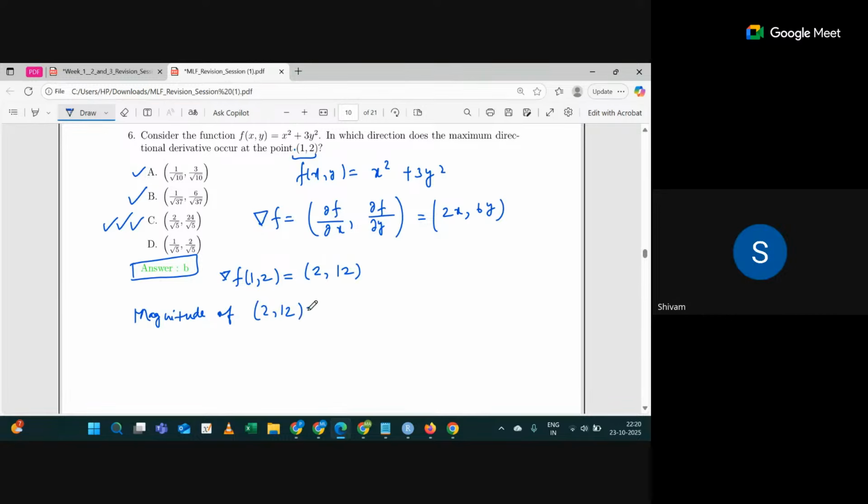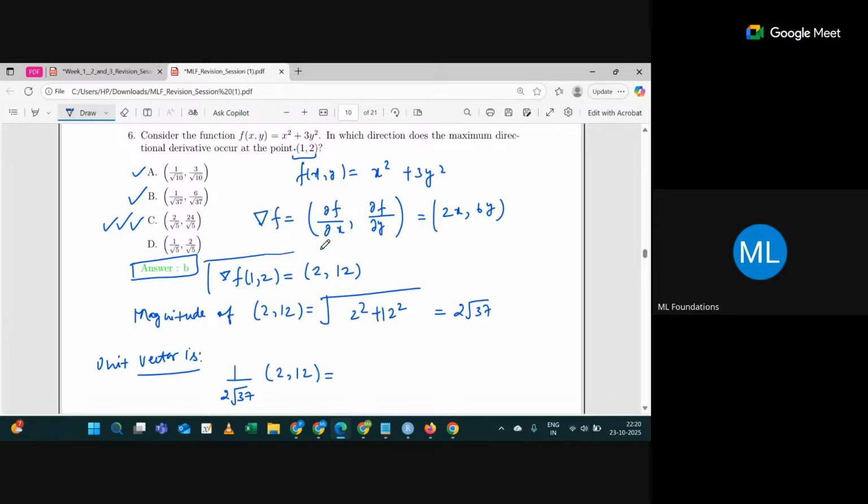2 root 37. Yes, sir. So basically it will be 2 square plus 12 square, which is 2 root 37. Okay, very good. Now what is the unit vector now? Yes, sir. One by gradient divided by this magnitude. Right, very good. So this is 2 comma 12, which is this gradient at point 1 comma 2. So it will be 1 upon square root of 37 and then 6 divided by square root of 37.